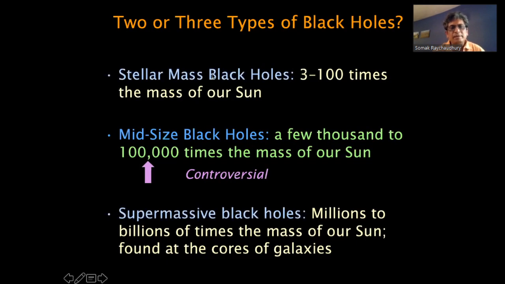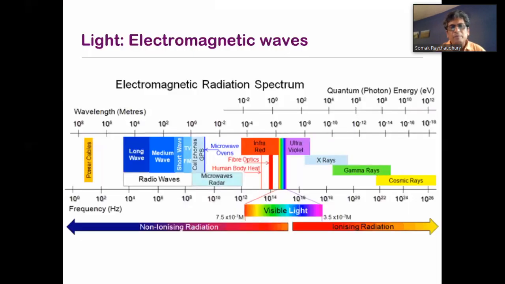I'm going to talk about the stellar mass black holes, and I'm going to talk about two ways of finding them, and for the rest of today's presentation, I'm going to compare the two. So the first way I'm going to talk about is how you can find these black holes by the electromagnetic waves that are emitted from the surroundings of the black hole.